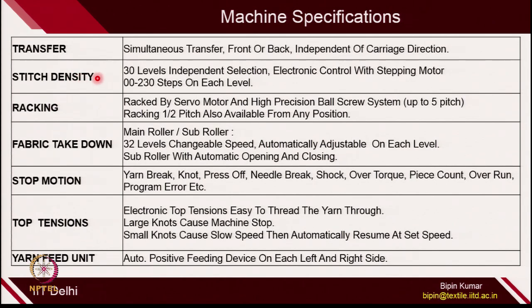Stitch density, in manual V-bed machine I have shown you stitch density level from 0 to 10. In some machines, especially in jacquard knitting machines, you can have 30 levels of independent selectors. So, you play with the stitch density and you can control the loop length.